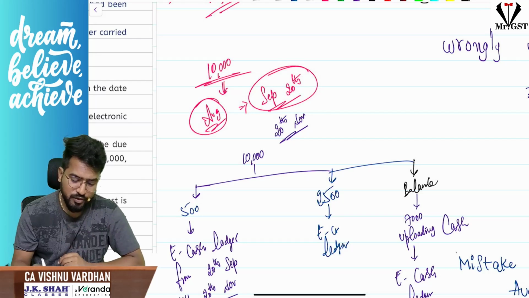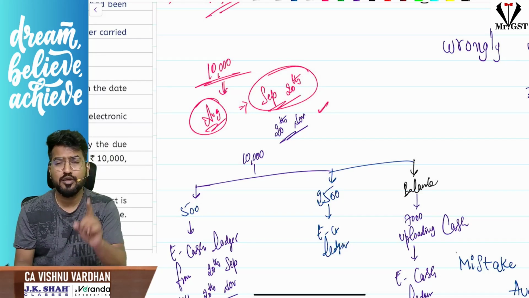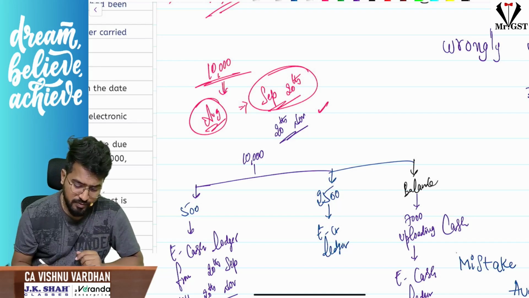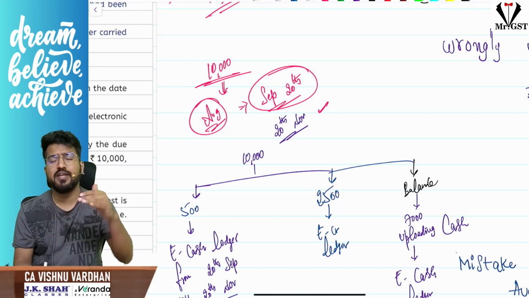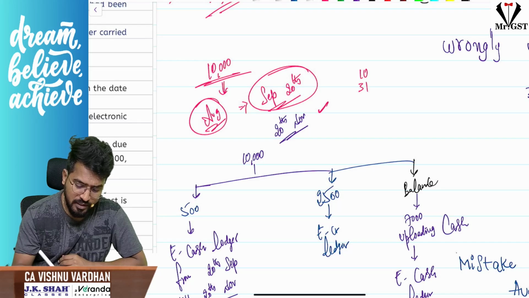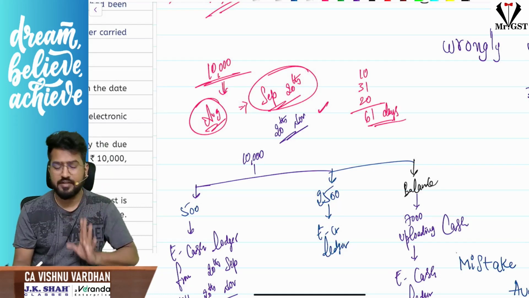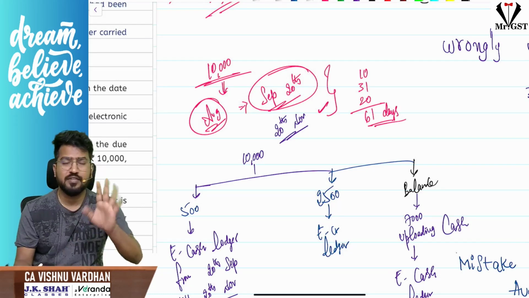Now imagine you are filing this on 20th November. When you are filing this on 20th November, you should pay interest for this particular period, September 21st onwards. Let us assume we have 10 more days left in September. Next, October 31 days, and November 20 days. So 61 days. Sir, for 61 days you have to pay interest.